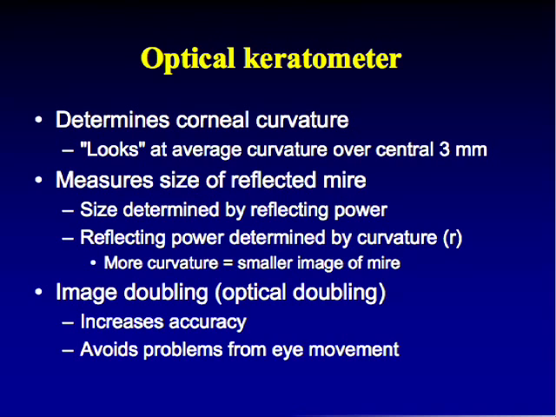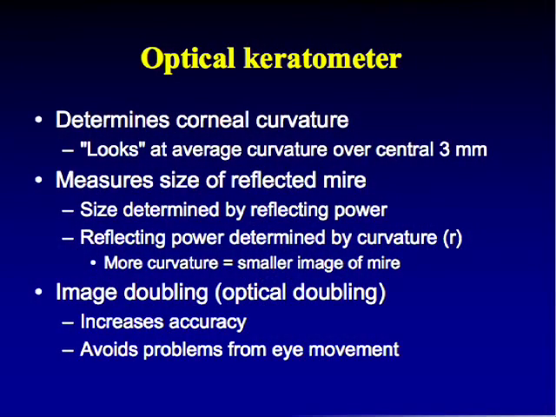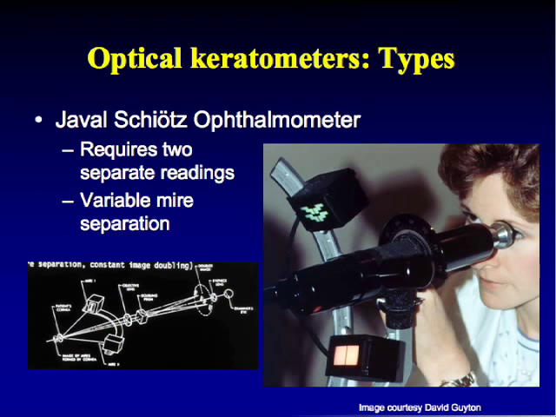An optical keratometer then looks at the average curvature over the central 3 millimeters of the cornea, measuring the size of a reflected mire. The size tells you the reflecting power. The reflecting power then allows you to determine the radius of curvature. The radius of curvature then allows you to infer the refracting power. And it uses optical doubling to do that. Let me show you an example.